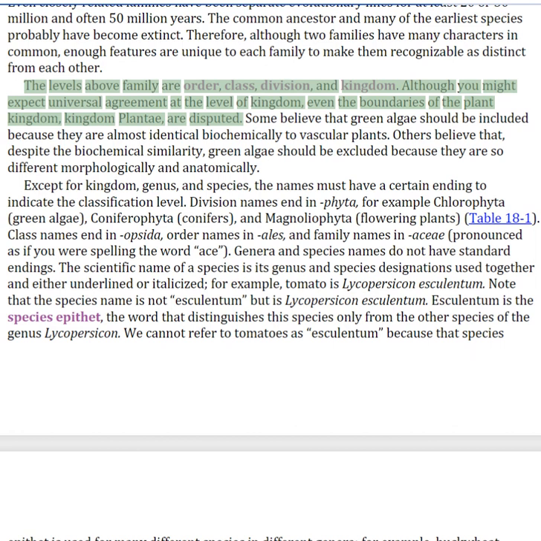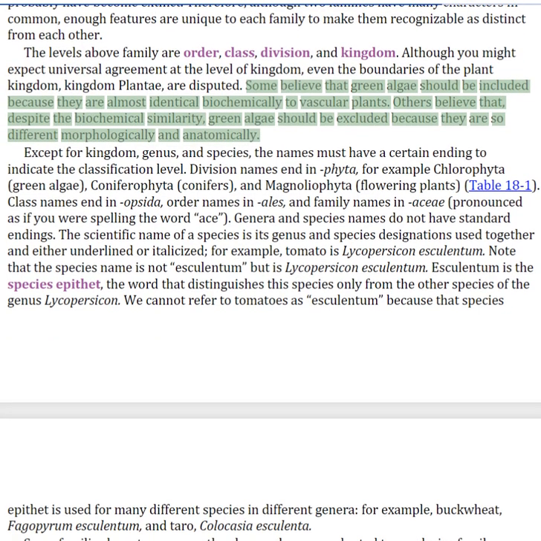The levels above family are order, class, division, and kingdom. Although you might expect universal agreement at the level of kingdom, even the boundaries of the plant kingdom, kingdom Plantae, are disputed. Some believe that green algae should be included because they are almost identical biochemically to vascular plants. Others believe that, despite the biochemical similarity, green algae should be excluded because they are so different morphologically and anatomically.